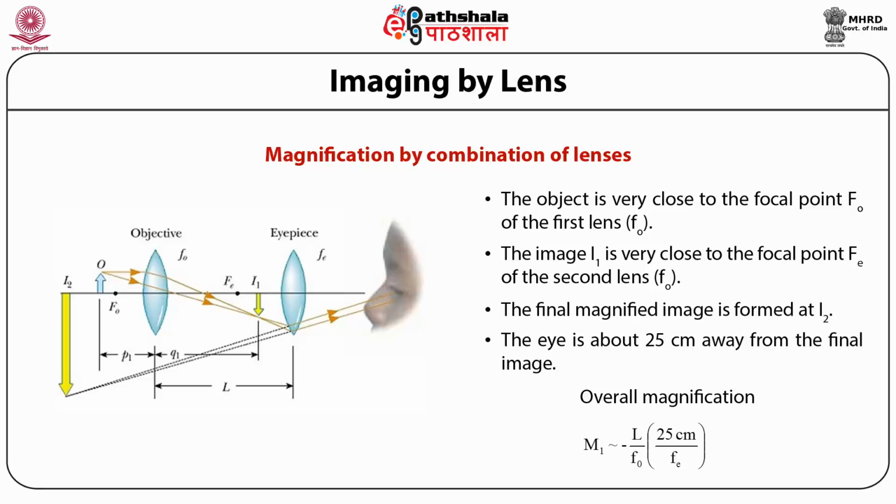So by playing with these 2 focal lengths f0 and fe and the separation between them depending on their focal lengths, one can achieve a magnification m which is controllable, which is customizable.